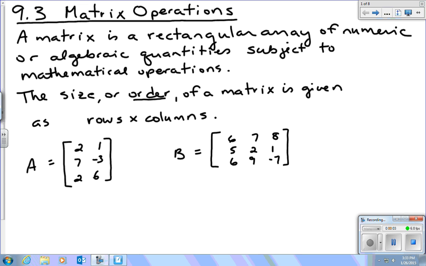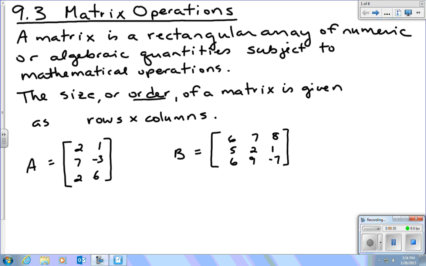In this lesson, we're going to look at matrix operations, and we're going to start with what a matrix is and some of the matrix definitions so that you're clear on that. And eventually, we're going to use a couple of different methods whereby we use matrices to solve systems of equations. So we're going to start with section 9.3, some definitions and some operations.